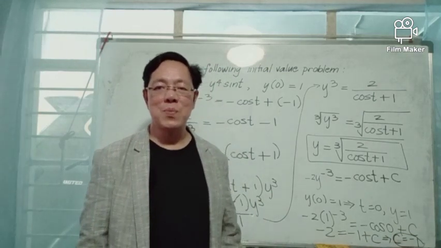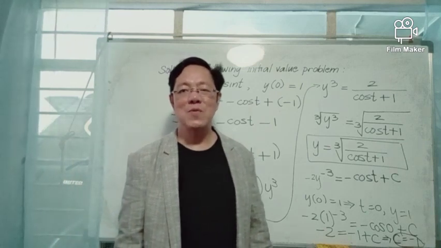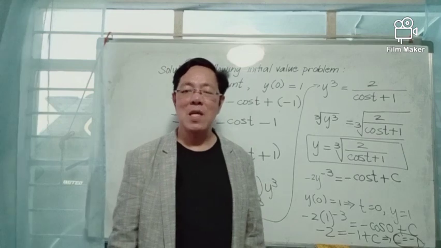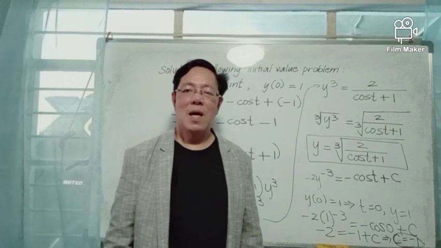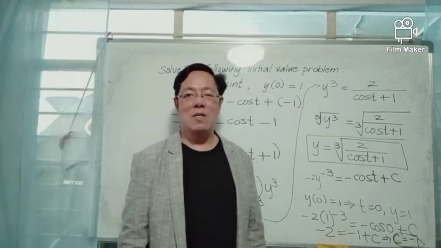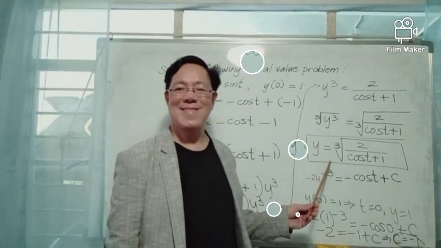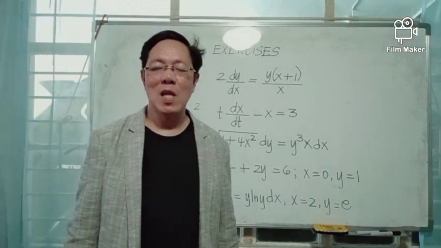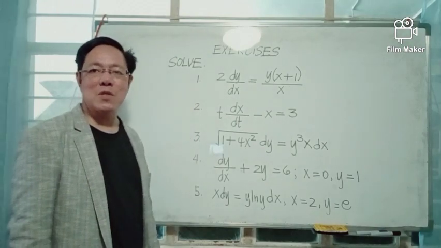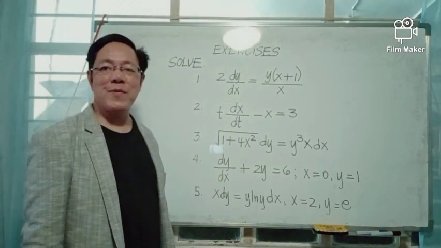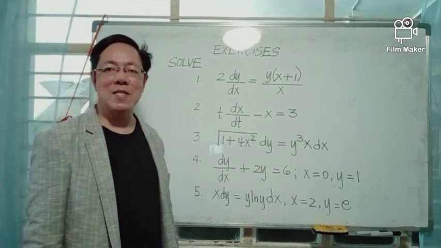Again, to solve an initial value problem, you have to find first the general solution. And from the general solution, you substitute the values given from the initial conditions to find the constant of integration c. And then you substitute the value of the constant c to the general solution to get the particular solution. For your practice, please try the following exercises. So that means you find the general solution of each of the given differential equations, and when there are initial conditions given, you find the particular solution.